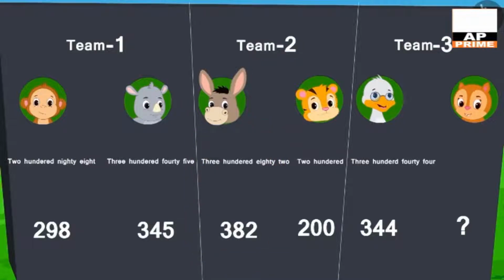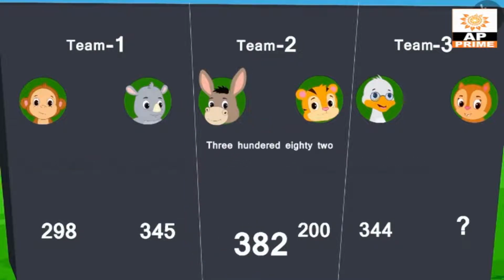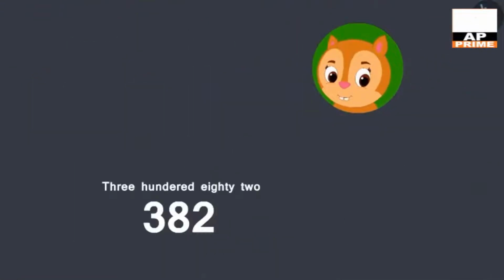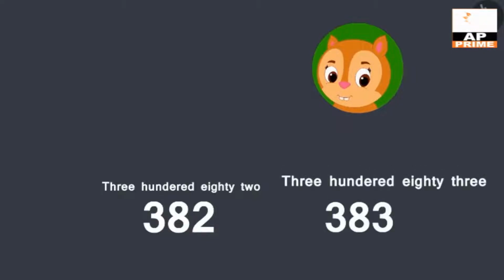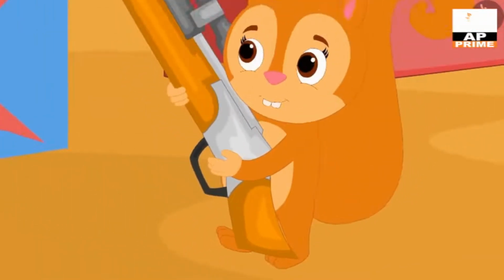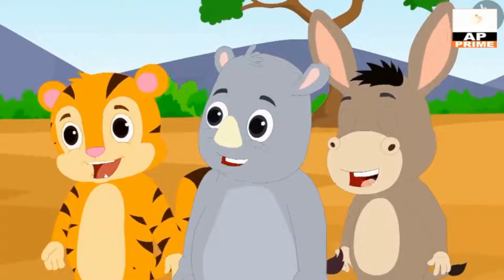Here, the biggest number is 382. That's why, in order to win, Chanda would need to burst at least 383 balloons. The gun is bigger than Chanda. Everyone looked at her and started laughing.